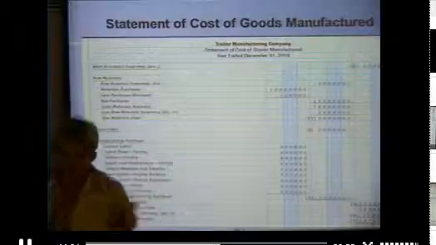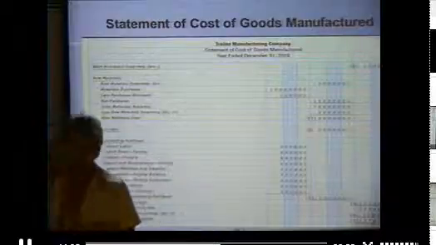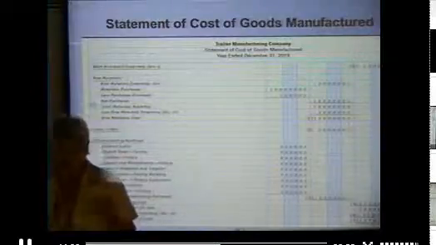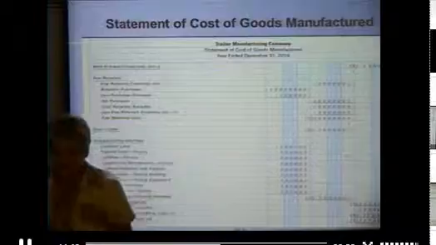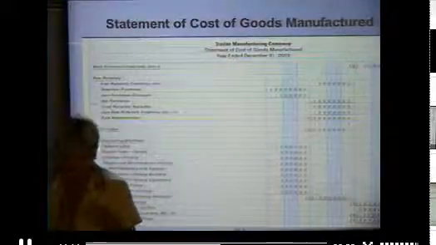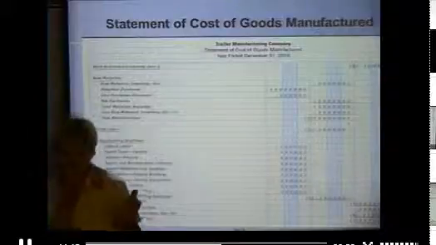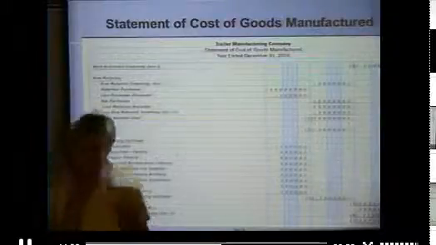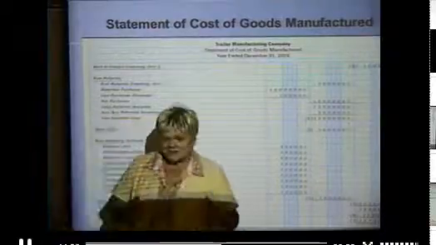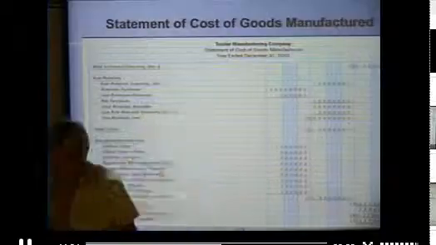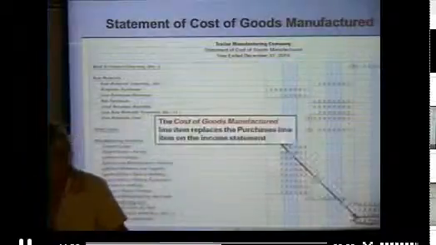We've got our beginning work in process, our ending work in process, right? Total work in process for the year, then we take out our ending work in process of what's left that hadn't been completed, and then what that gives us is the stuff that we have completed, because it's no longer work in process. Right? All right.